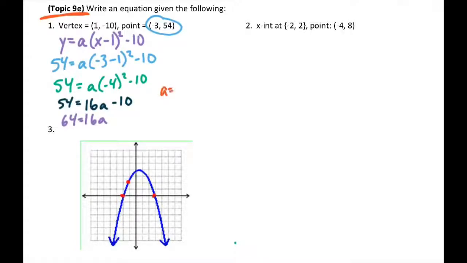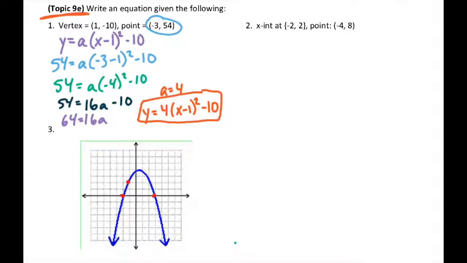So a is going to be equal to 4. So that means our vertex form equation is y equals 4 times x minus 1 squared minus 10. Something that a lot of people forget is the squared, because we're so used to not having to really deal with it, but that is super important in vertex form.